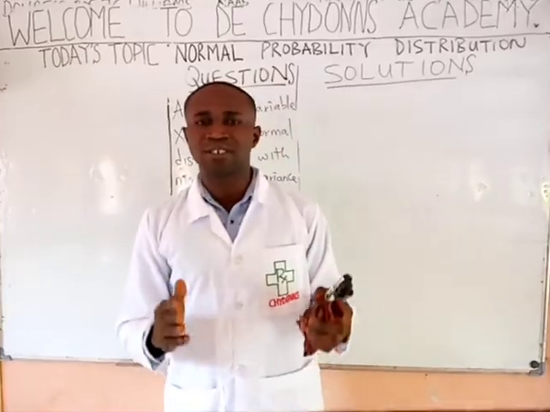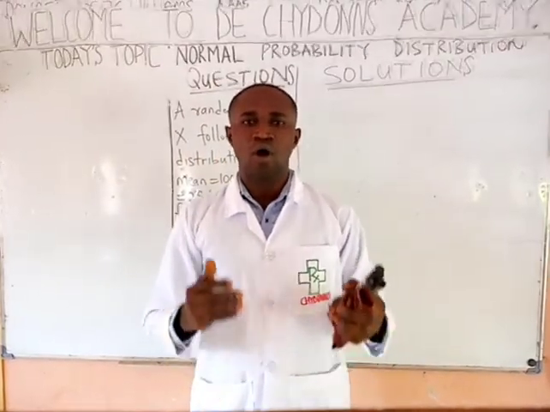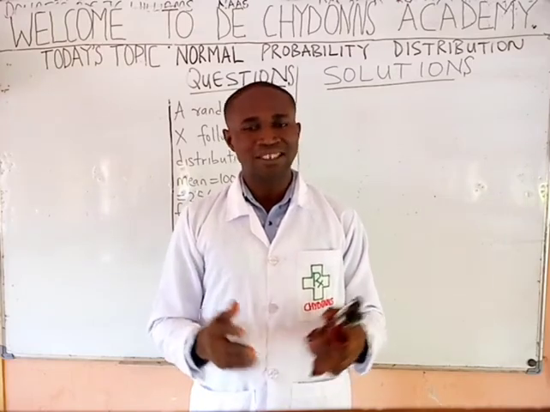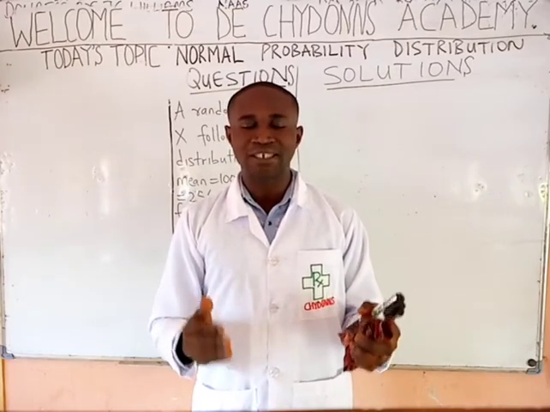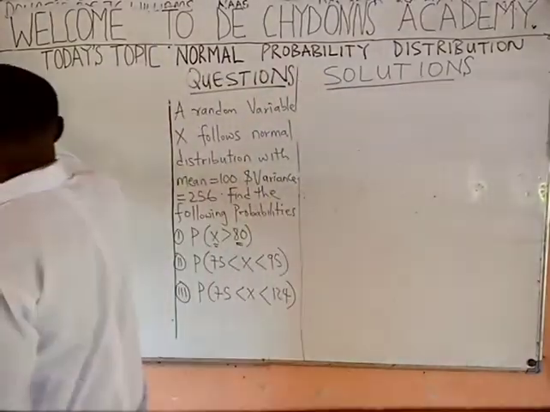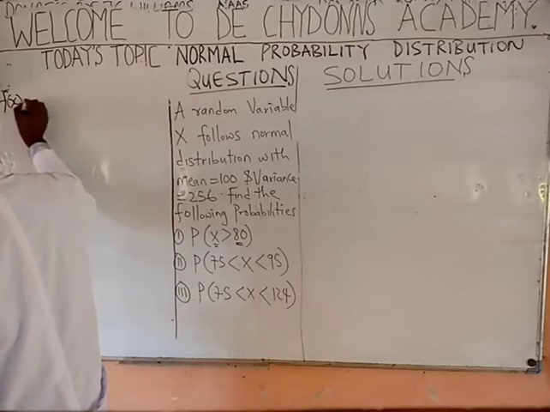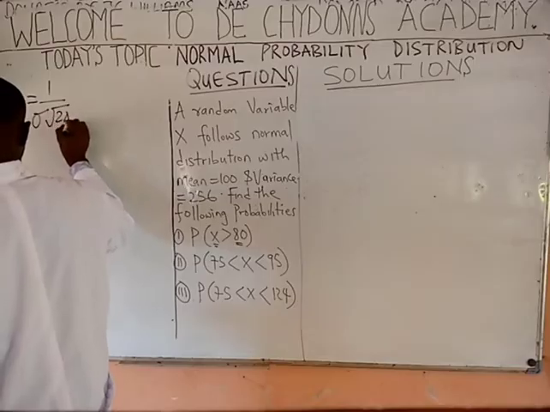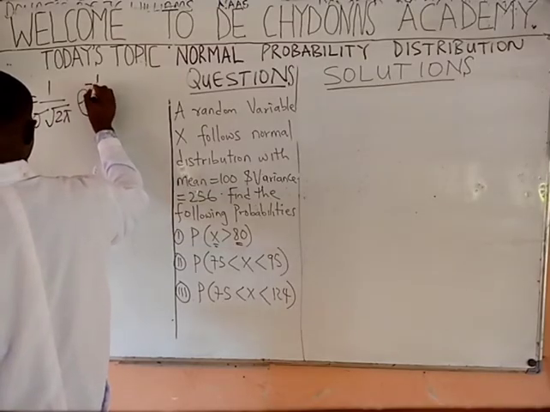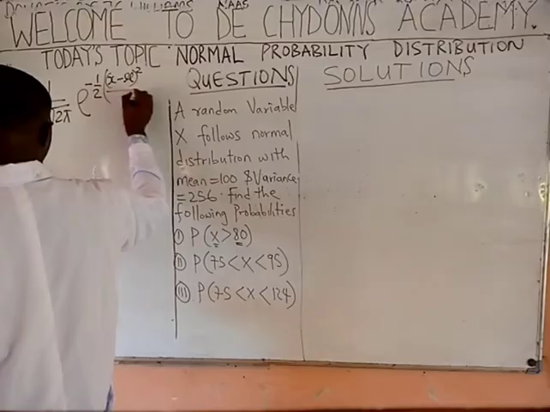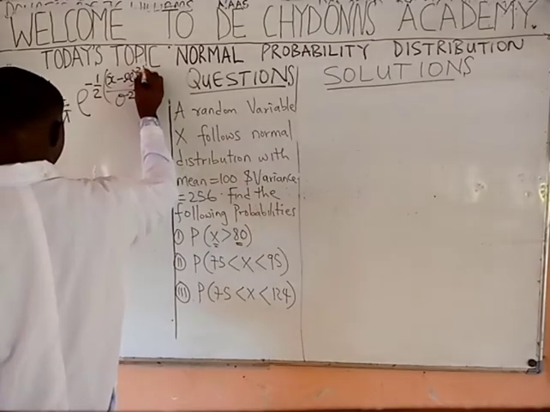This normal probability distribution is one of the continuous probability distributions we have. It has a function called the probability density function. This function is written mathematically as f of x equals 1 over standard deviation times the square root of 2 pi, exponential minus 1 over 2 times (x minus mean) all squared, all over variance.